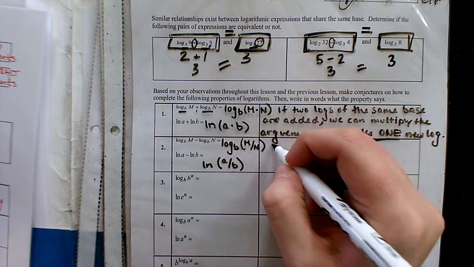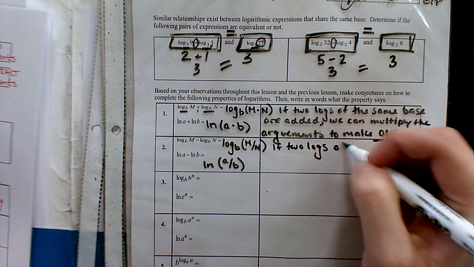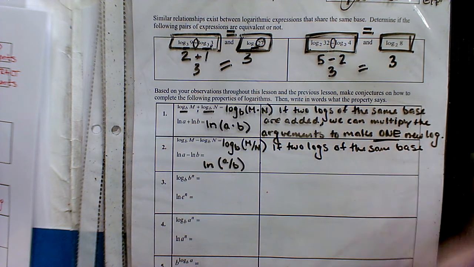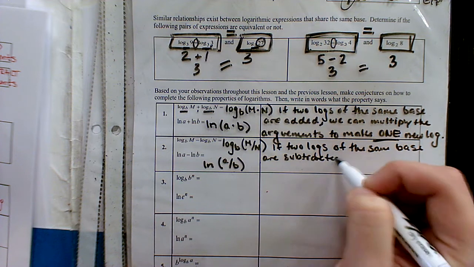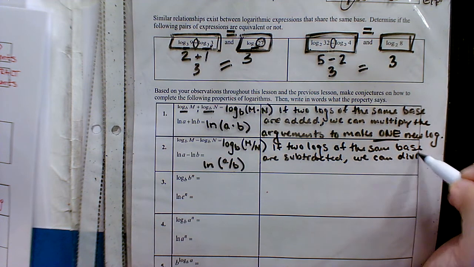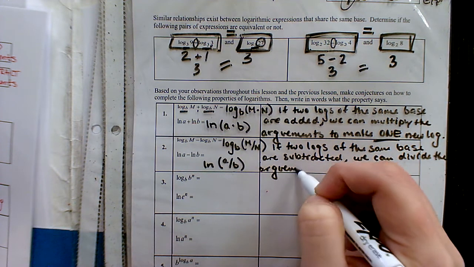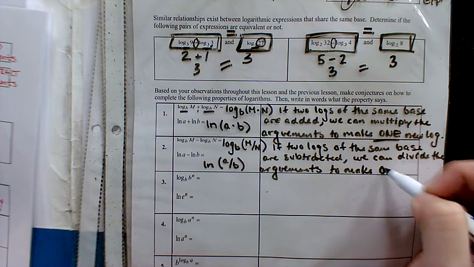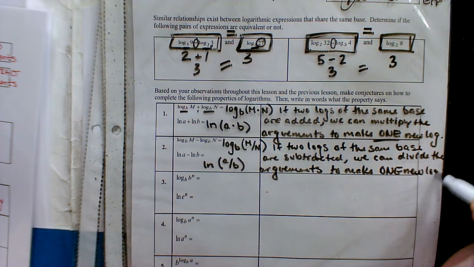All right, so we'll say in words, if 2 logs of the same base are subtracted, we can divide the arguments to make one new log.